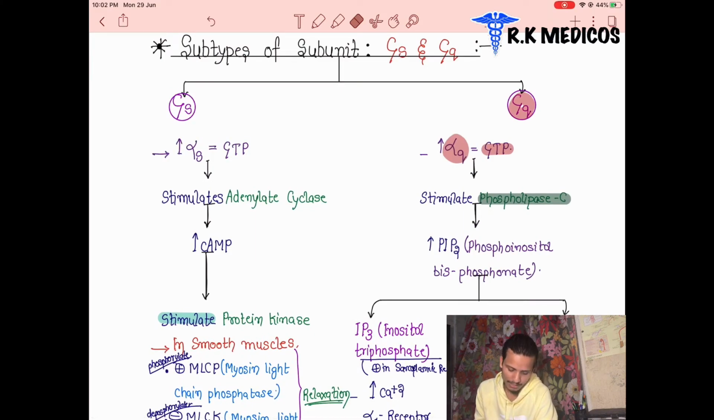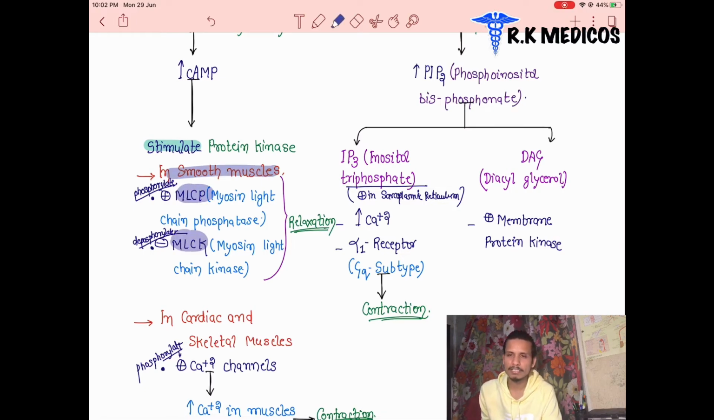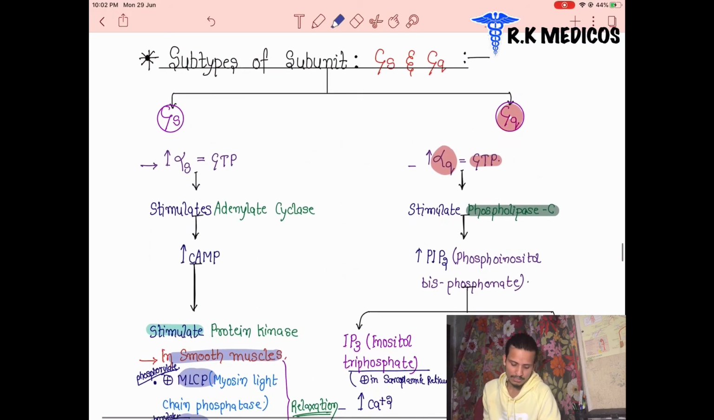Till now we have to memorize: GS means alpha S, stimulatory activity. Where is it done? In the smooth muscle, skeletal muscle and cardiac muscle. In the smooth muscle, it is done by MLCP and MLCK, myosin light chain phosphatase and kinase. In cardiac muscle, the calcium channel is activated. Next one we can see here is GQ, alpha quiescent, which is activated, and the enzyme phospholipase C is activated inside it.